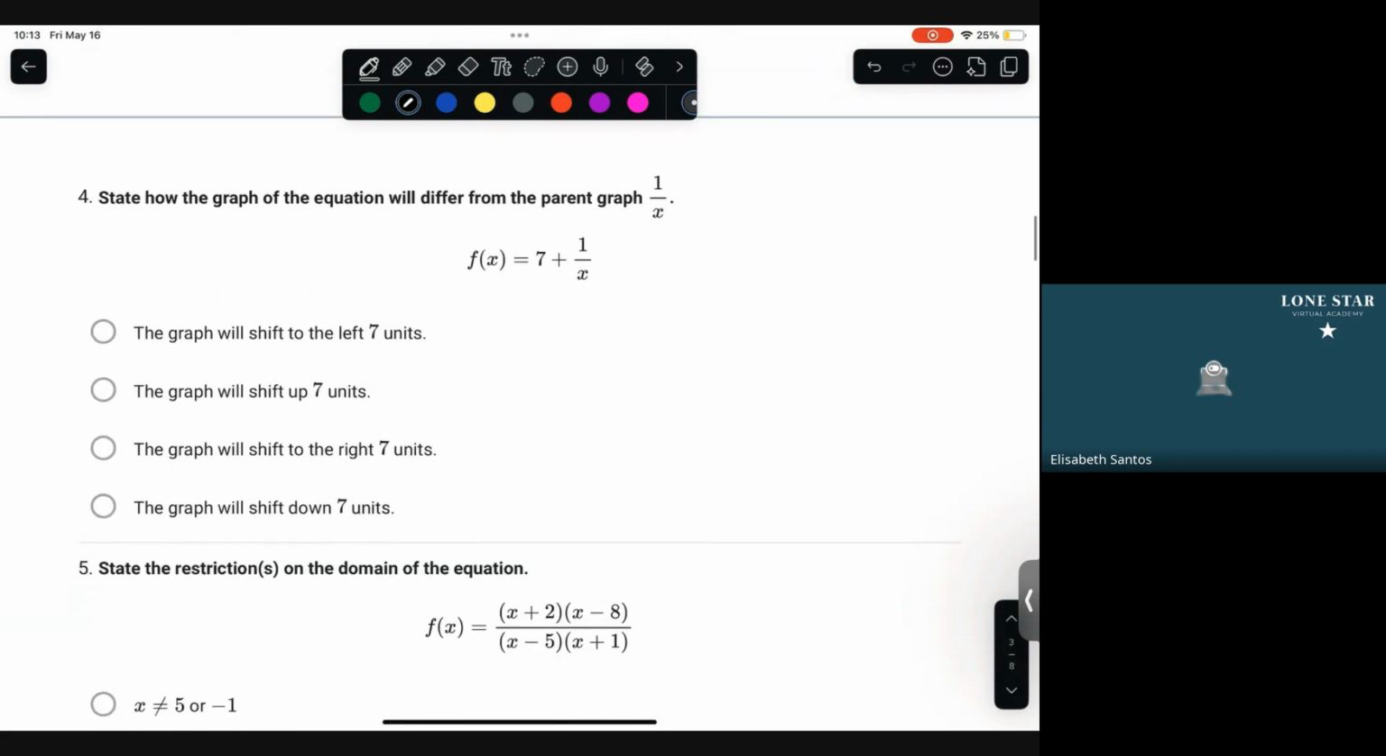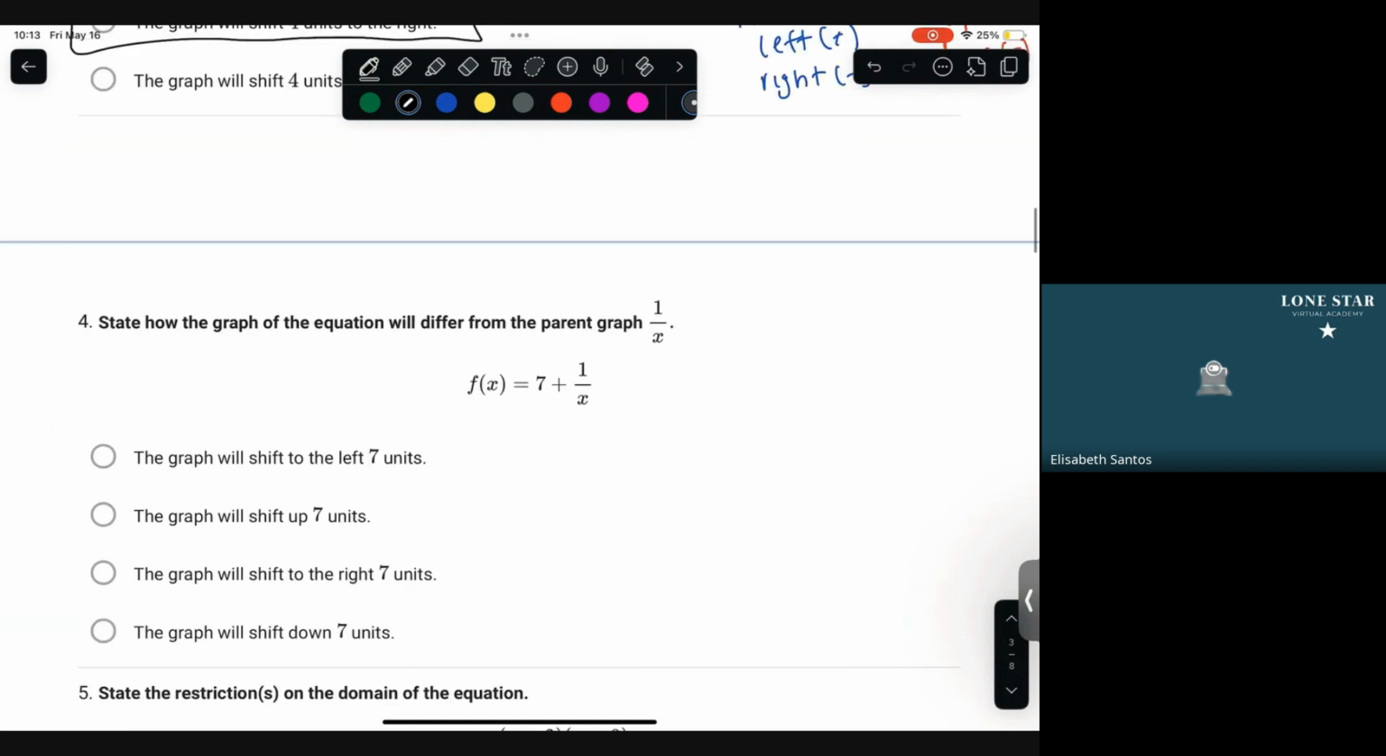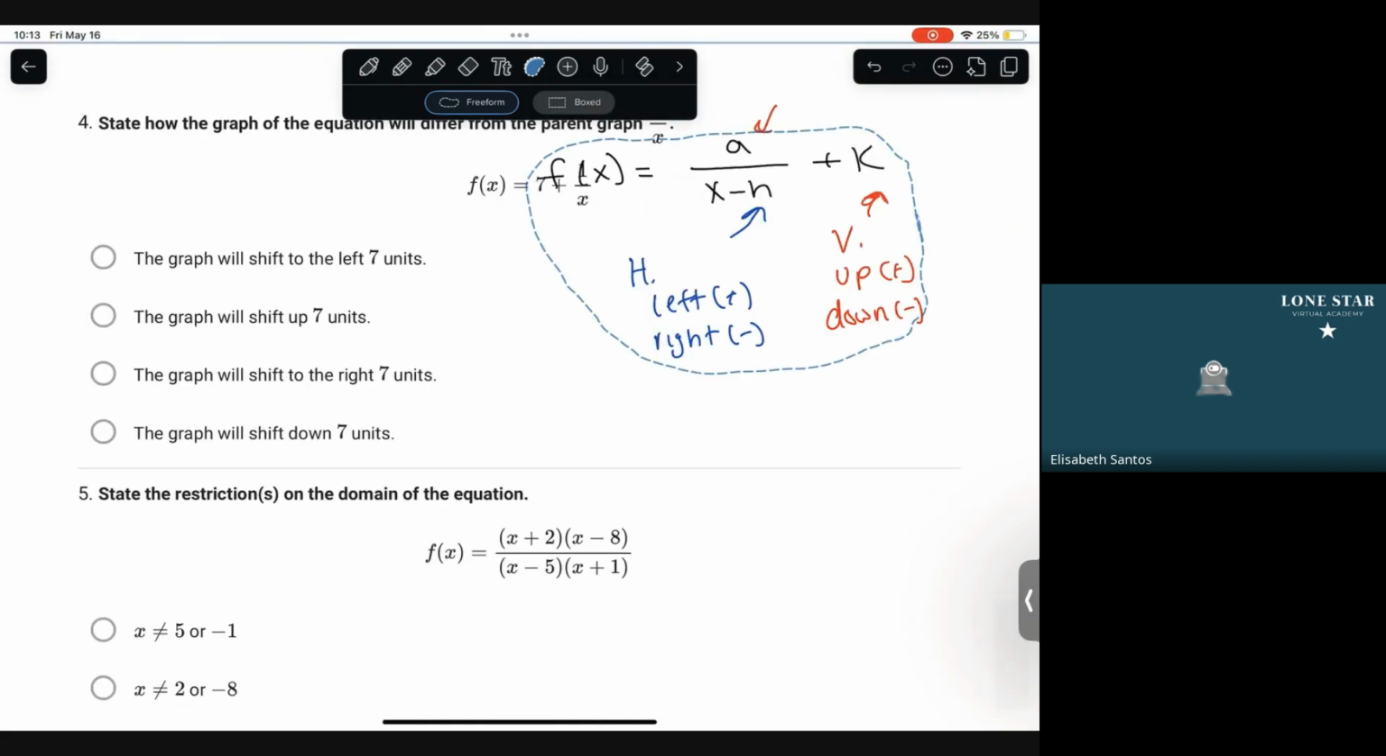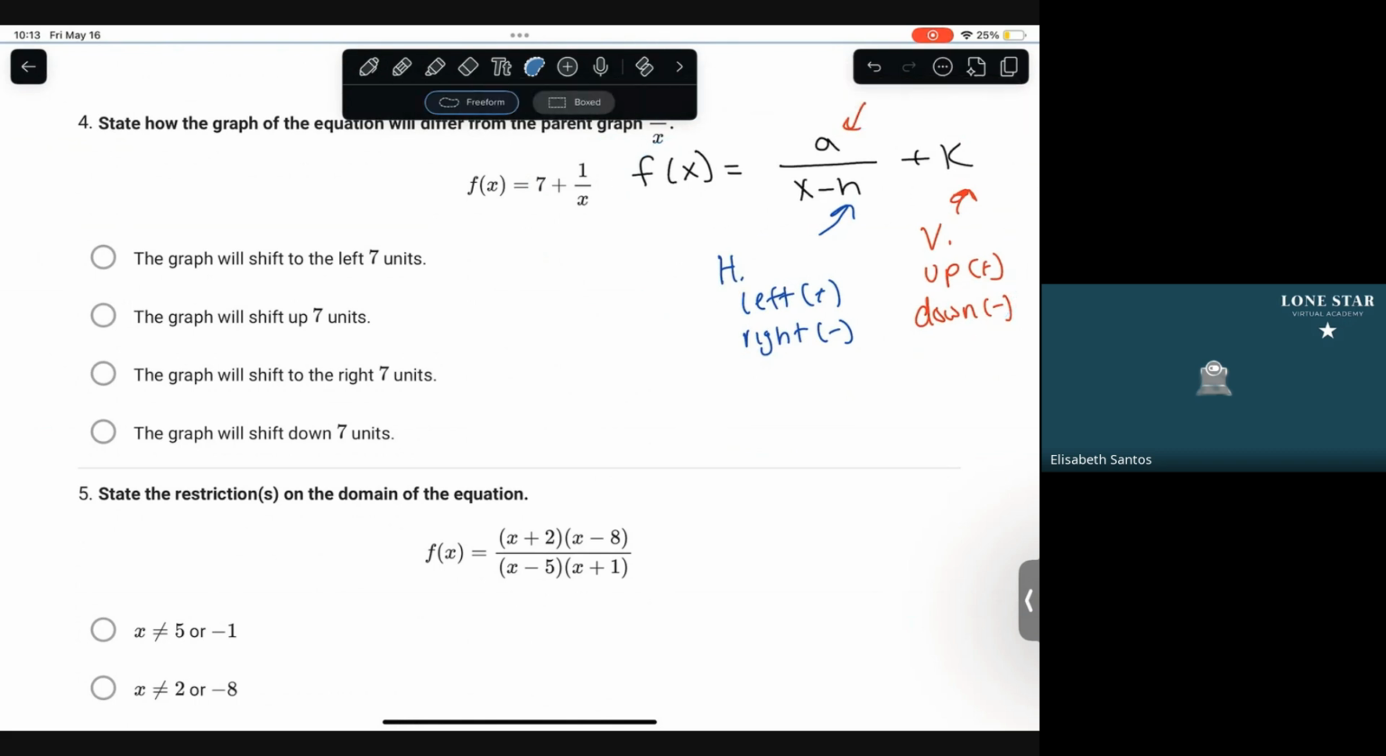Okay, so number 4. So let me go ahead and just copy this here. Okay, copy. All right, so let me go ahead and rearrange this one. f of x equals 1 over x plus 7. So notice 7 is on the outside. So that's a vertical transformation, and it's plus, so we're going up, and we're going up 7.